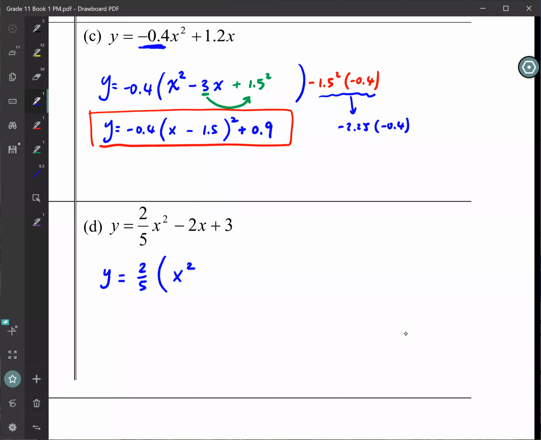Okay, so if you divide it by, this one has a +3, right? So pretend the +3 is not there for the moment. Need to divide, remember to divide by 2 over 5. Is there anyone stuck here?